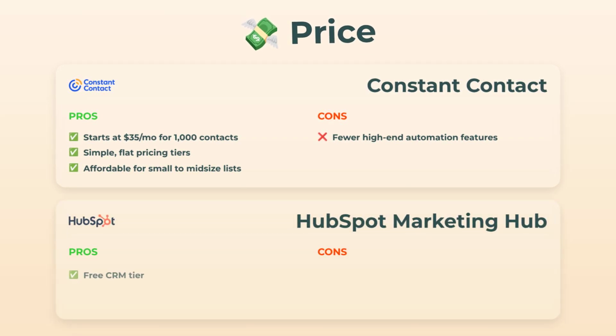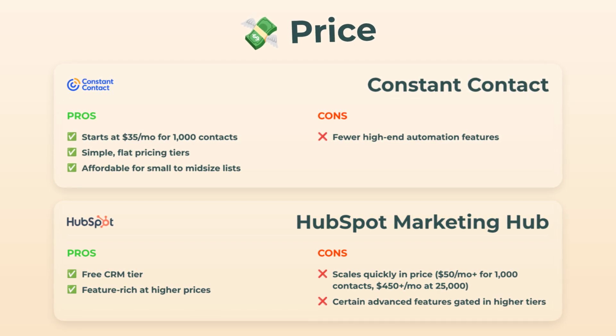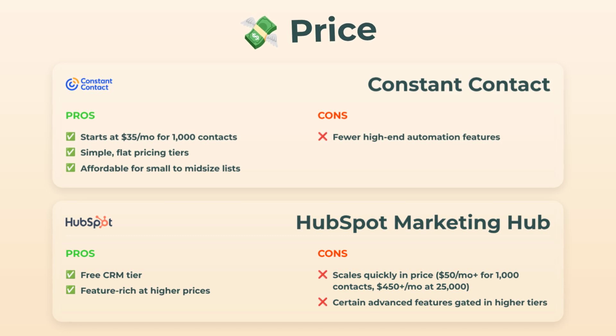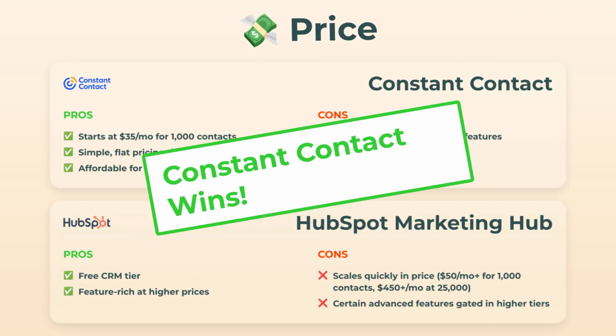Oh, and then you've got HubSpot. Now, it starts with a free CRM, so you're thinking, sweet. But when you want the full marketing stuff, prices jump fast. Like $50 a month just for 1,000 contacts. And if you're scaling to, say, 25,000 contacts, you're looking at $450 plus per month. And some pro features get locked behind even pricier tiers. So for price, pretty obvious win for Constant Contact.